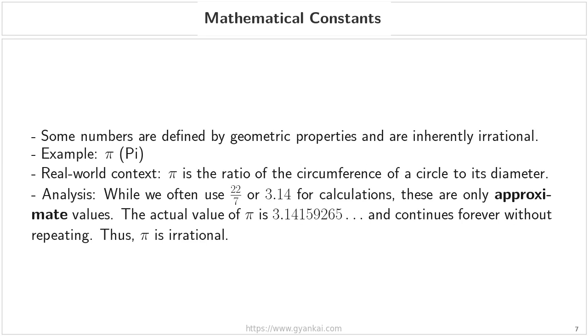Now, let's perform a quick analysis. In your previous math classes, you have likely used 22/7 or 3.14 as a way to calculate area or circumference. It is very important to remember that these are only approximate values used for convenience. If we look at the actual value of pi, it begins as 3.14159265, and it continues forever without ever settling into a repeating pattern. Because it is non-terminating and non-recurring, we can conclude that pi is, indeed, an irrational number. In the next slide, we will see how we can combine these types of irrational numbers through operations like division.